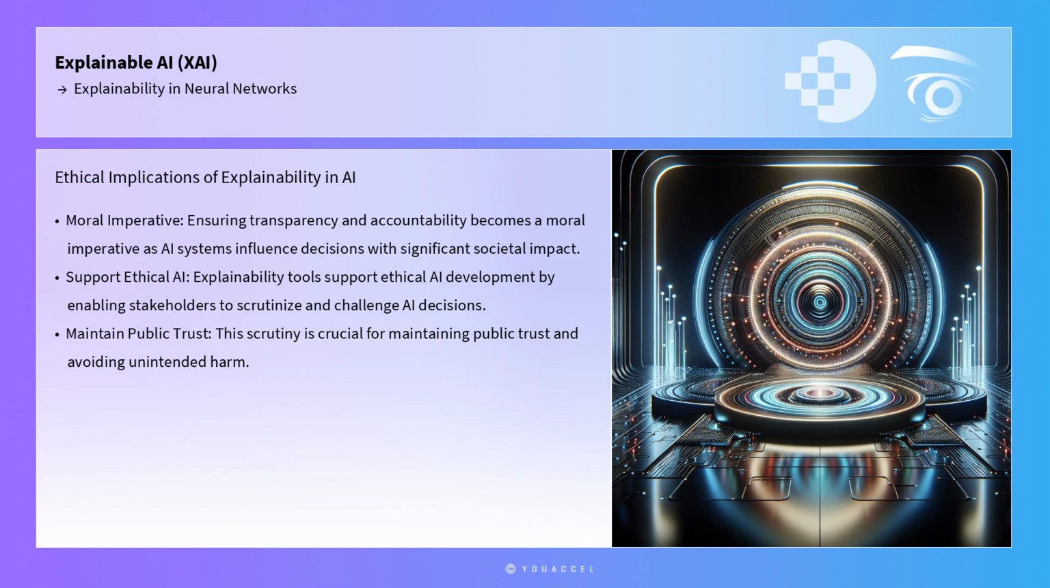The ethical implications of explainability also warrant attention. As AI systems increasingly influence decisions with significant societal impact, ensuring transparency and accountability becomes a moral imperative. Explainability tools not only enhance technical understanding, but also support ethical AI development by enabling stakeholders to scrutinize and challenge AI decisions. This scrutiny is crucial for maintaining public trust and avoiding unintended harm.